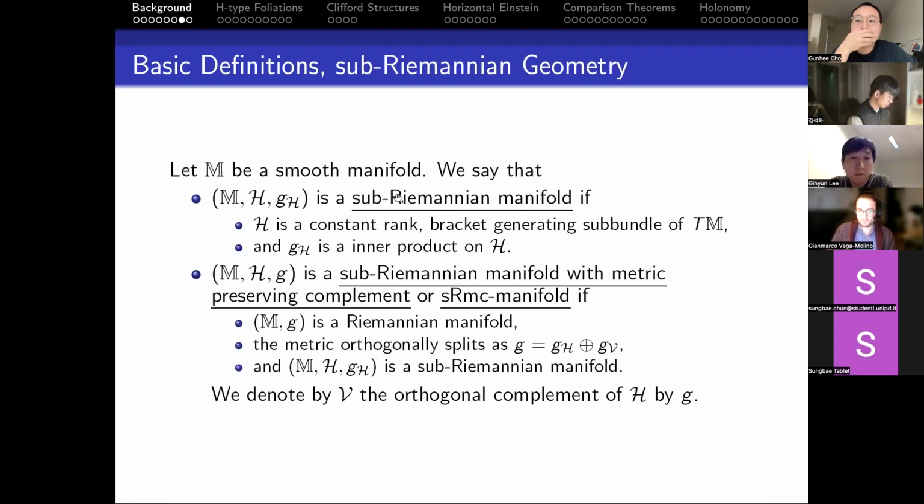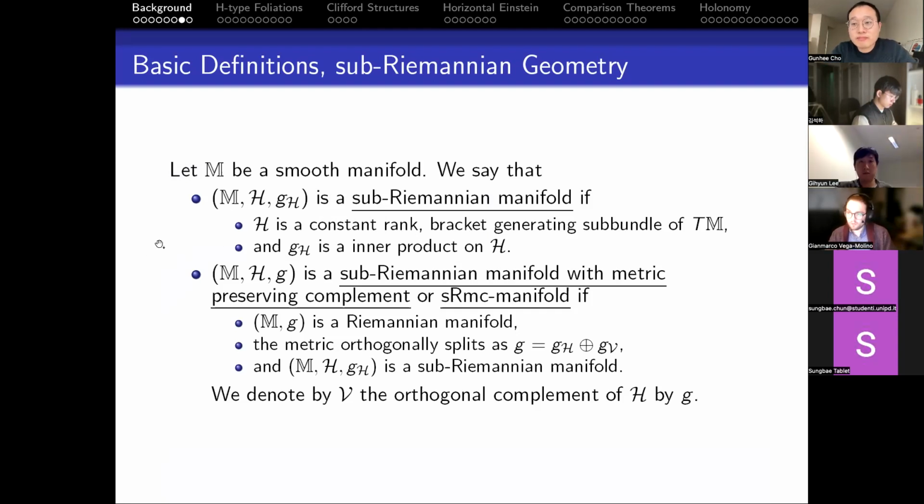So a standard definition is that a triple (M, H, g_H) is a sub-Riemannian manifold when you have a constant rank bracket generating subbundle. Constant rank here just means that essentially at every point the dimension of H is the same. People do study non-constant rank sub-Riemannian geometry, but it's a whole other thing. Secondly, g_H is an inner product on H. So this is what I meant by a sub-Riemannian metric.